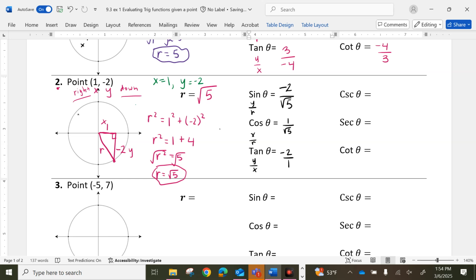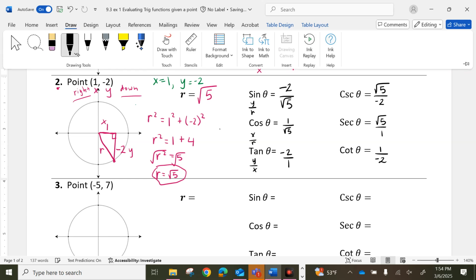So we'll flip those to get our other 3, and then we got to do some work here. So for cosecant, that's root 5 over negative 2. For secant, root 5 over 1. And then for cotangent, that is 1 over negative 2.